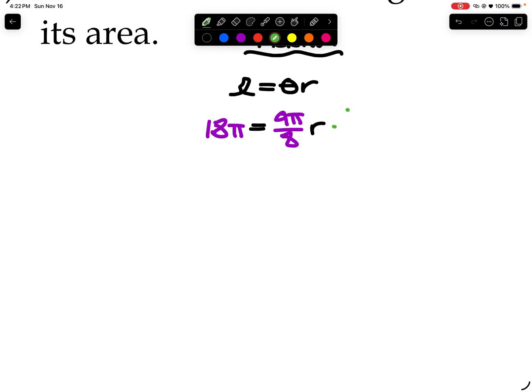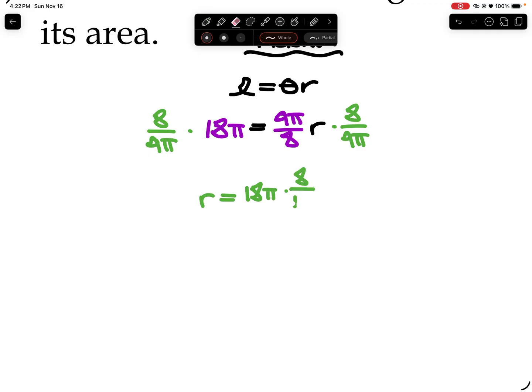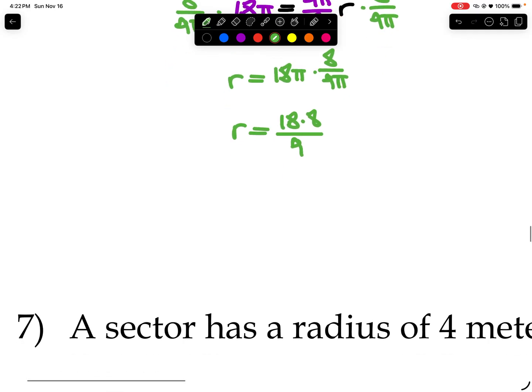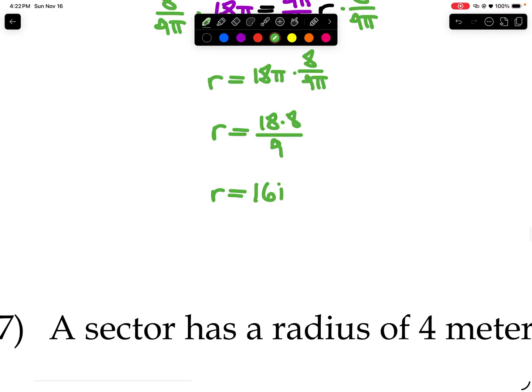So both sides I'm going to multiply by 8 over 9 pi. So that we have a radius is equal to 18 pi times 8 over 9 pi. Your pi's are going to cross out, so it's just 18 times 8 over 9. And then when you simplify, 18 over 9 simplifies to 2, so 2 times 8, which is going to give you a radius of 16. So the radius is going to be 16 inches.